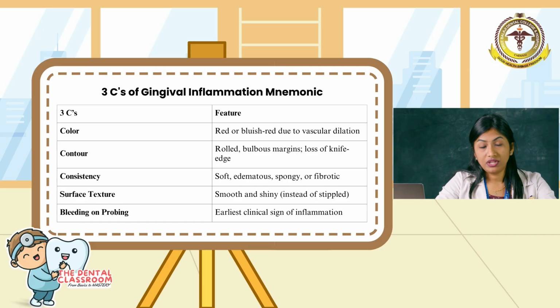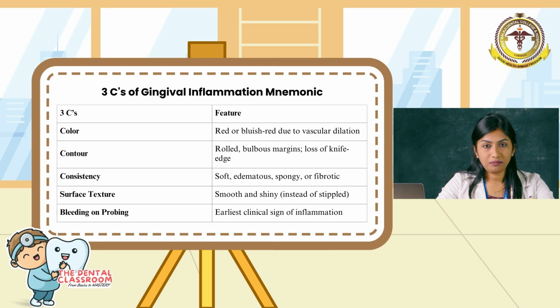So next we will come to the clinical features of gingival inflammation. Here this can be easily remembered by the 3 C's mnemonic. We are going to understand the color, contour, consistency, and the first sign being bleeding on probing, along with the changes in surface texture. So these are the main 5 clinical signs of gingival inflammation.